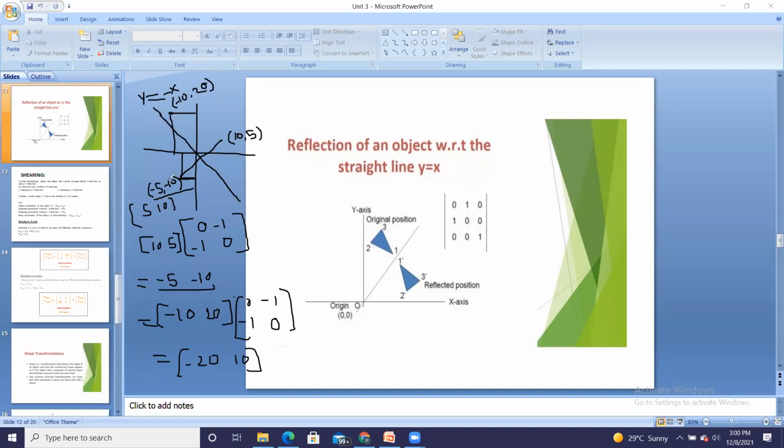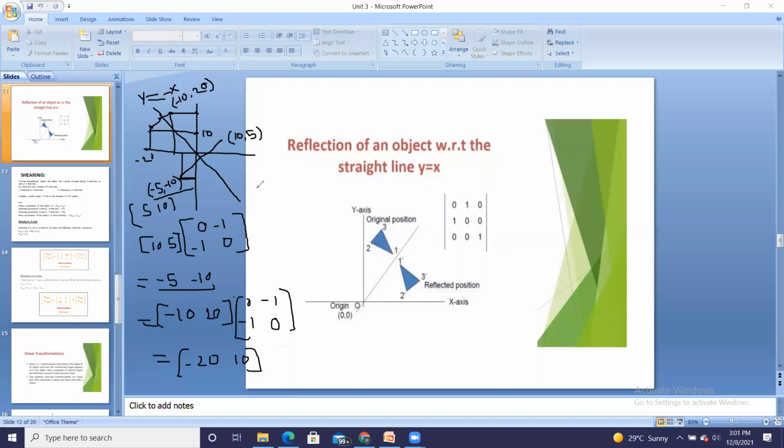And where will this lie? This will lie here, where y is half of this distance. Here it is 20, so it will be here somewhere, 10. And this is your x, minus 10. Here somewhere it will be minus 20. So this is your minus 20. So wherever these both points intersect, you will get the point. So this is the reflection of the point with respect to the y equal to minus x axis.